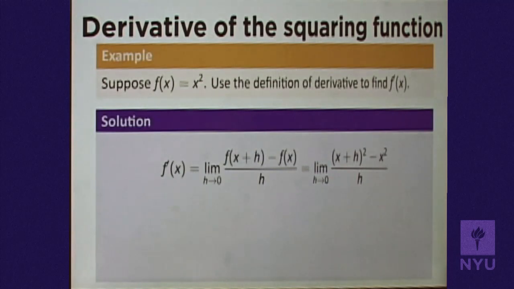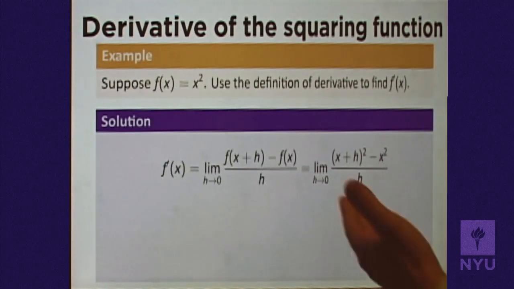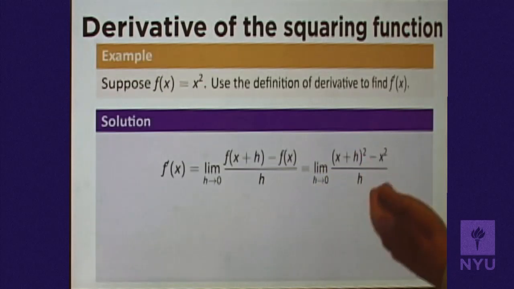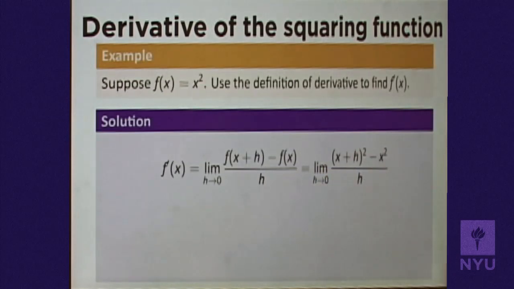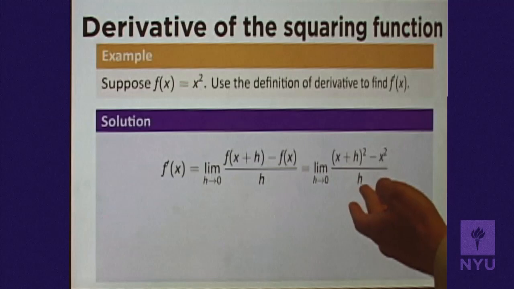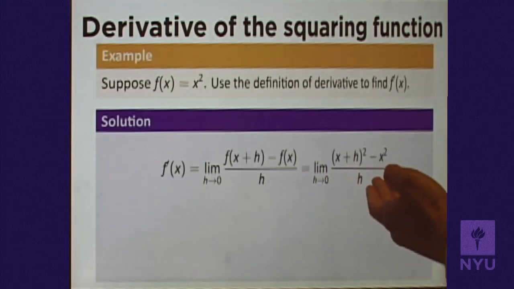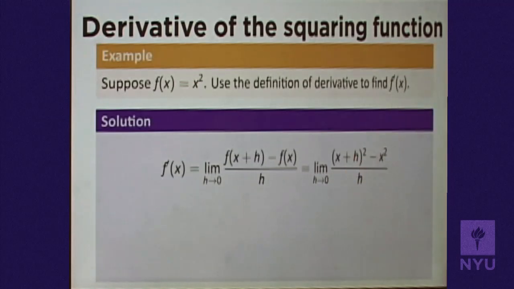Now whenever taking the limit of some algebraic expression, the first thing we should always try to check is, can we just plug it in? Can we just plug in h equals 0 in this quotient? And the answer is no, we can't, because the denominator is h, and if we plug in h equals 0, the denominator is 0, and we don't have a limit law for limits where the denominator is 0.